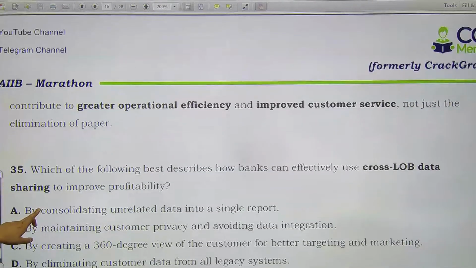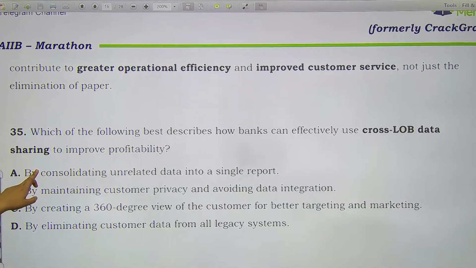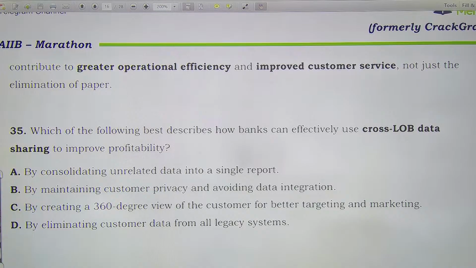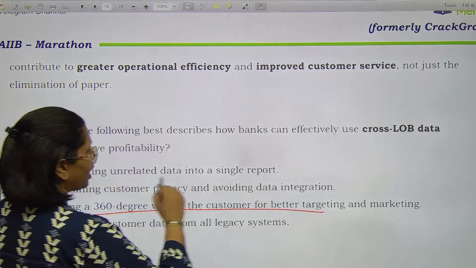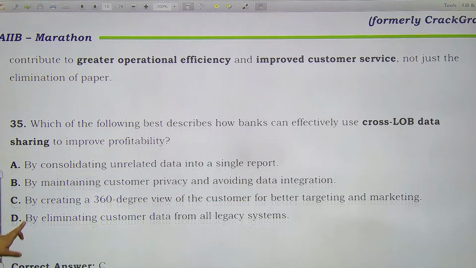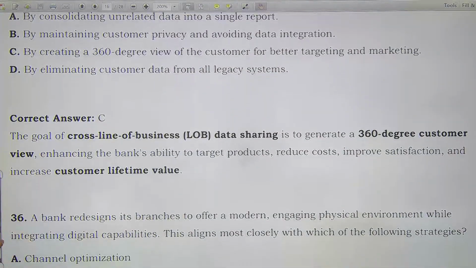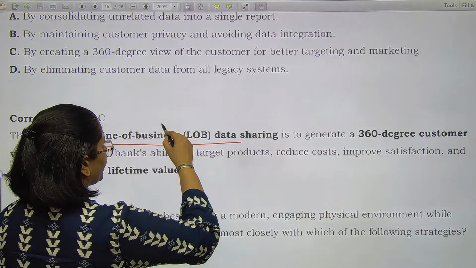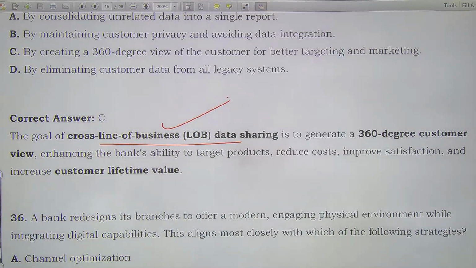Now, which of the following best describes how banks can effectively use cross LOB data sharing to improve profitability? So, when you share the data, it creates a 360-degree view for the customer for better targeting and marketing. So, that is why it is important. If you have got cross LOB data sharing, it helps us to generate a 360-degree customer view so that we can provide customer specific options like mutual funds, insurance products, etc.